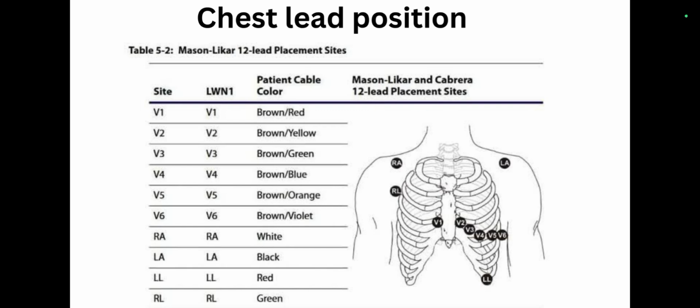In dextrocardia, these chest leads are converted and are called V1R, V2R, V3R, V4R, and the position is different from the one given below.